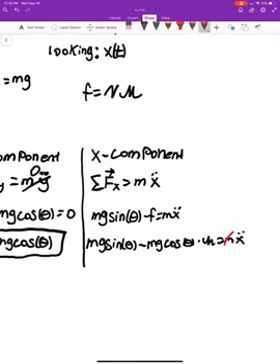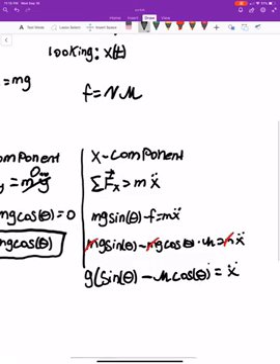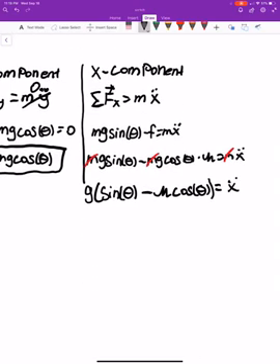Well, the masses here drop, and I can factor out a g. So g times sine of theta minus mu, I'm going to move that out front, cosine theta, in parentheses, equals acceleration. But we don't want to know acceleration, we want to know position. So this is a pretty easy differential equation. These are all constants, so I can factor that out.